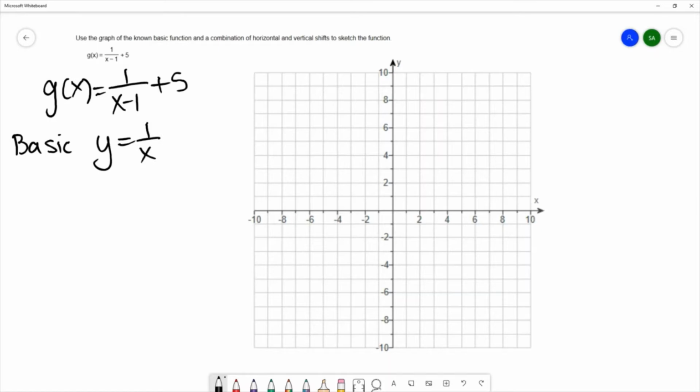And I can tell that that is our basic graph because I have a variable x in the denominator. I've got 1 over x. The graph of this basic function has a vertical and horizontal asymptote. So it has a vertical asymptote that's right on top of the y-axis. It has a horizontal asymptote that's right on top of the x-axis. And the graph itself looks like this.